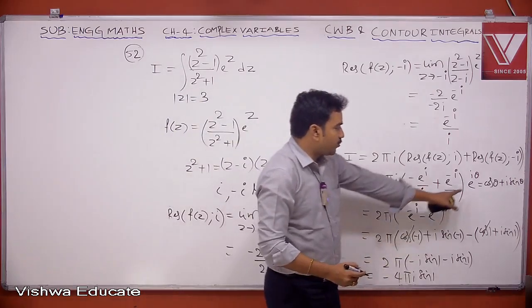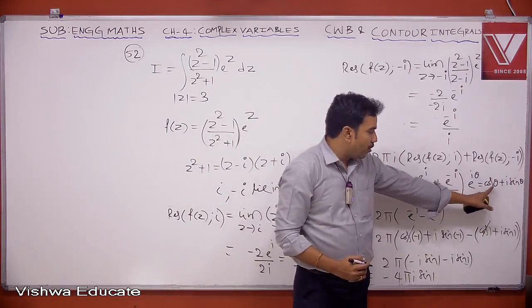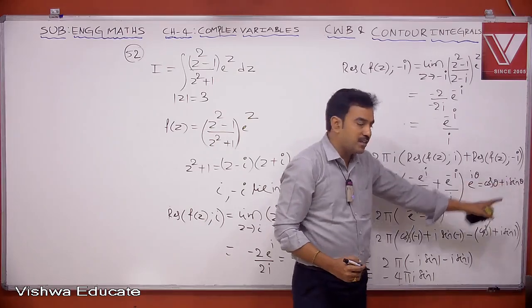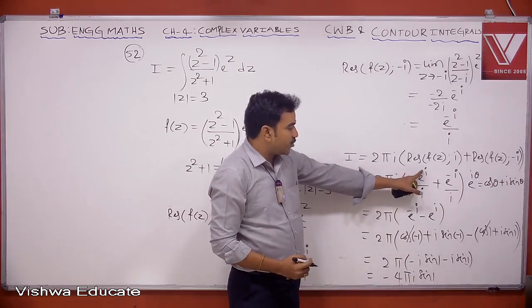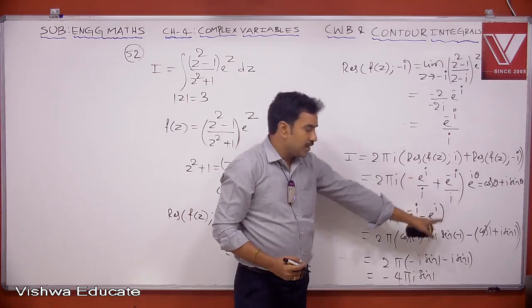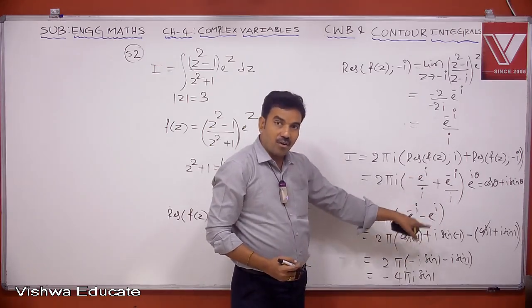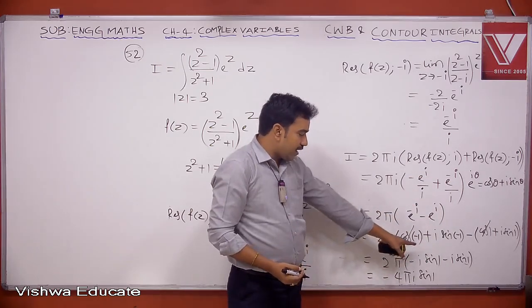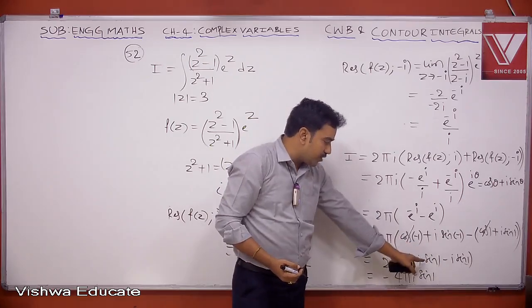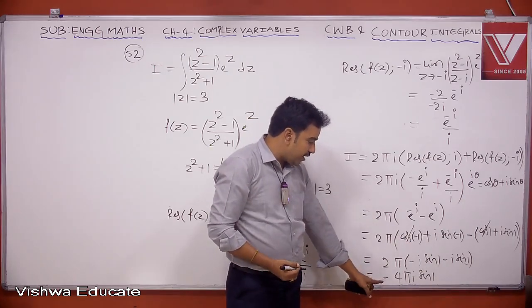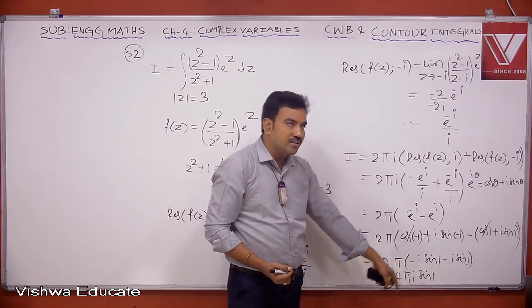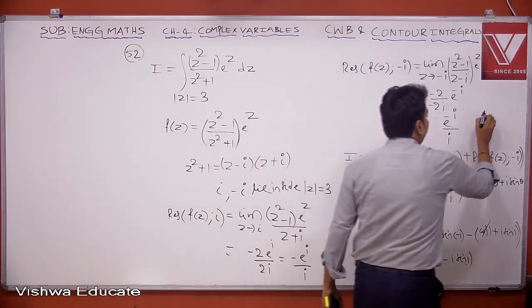What we have done is we have applied the formula e power i theta is cos theta plus i sin theta. Here theta is 1. Here theta is minus 1. So a few terms have been cancelled. The cos terms have been cancelled. Sin is an odd function, so sin of minus 1 is minus sin 1. So finally it gives minus 4 pi i sin 1. So option D is the right answer.